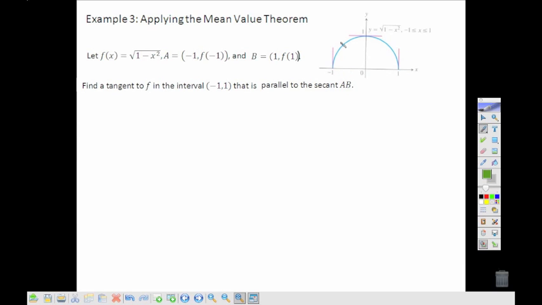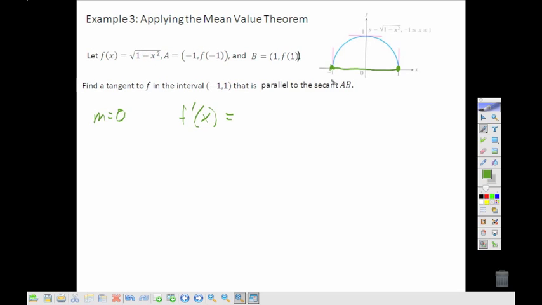Okay, in this problem we want to find the tangent. So here are our endpoints at -1 and 1. If we take the slope between those, we can see that the average slope there will be equal to 0, going from -1 to 1. Now we want to find where our derivative is equal to that. So we need to look at f prime of x.